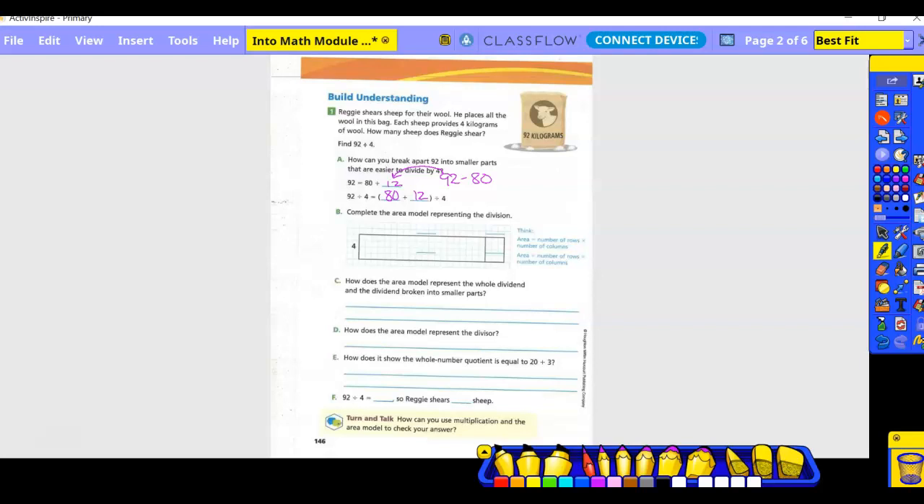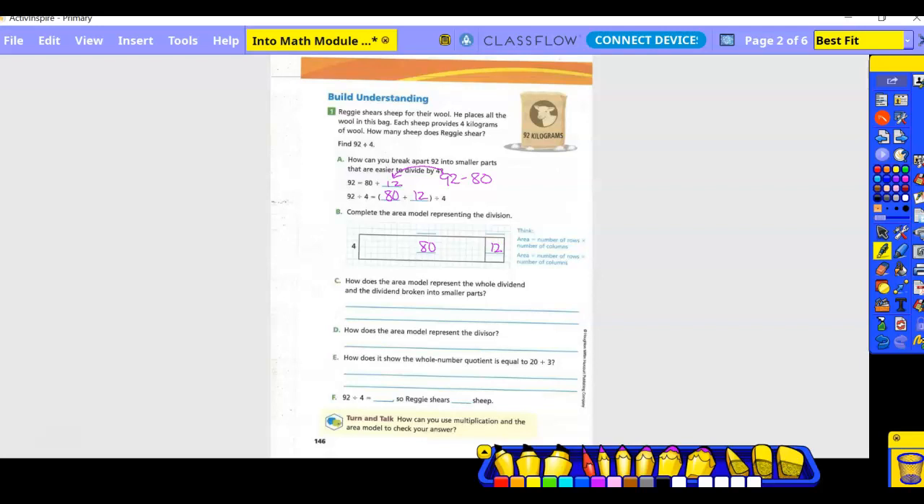Okay. So they were nice enough to draw it for us. In this box, there are 80 pieces, and in this box, there are 12 small cubes. So, how does the area model represent the whole dividend and the dividend broken into smaller pieces? How many total pieces are represented there? 92. They broke one section into 80 and one section into 12 to make it easier to divide those two numbers, instead of such a large one.